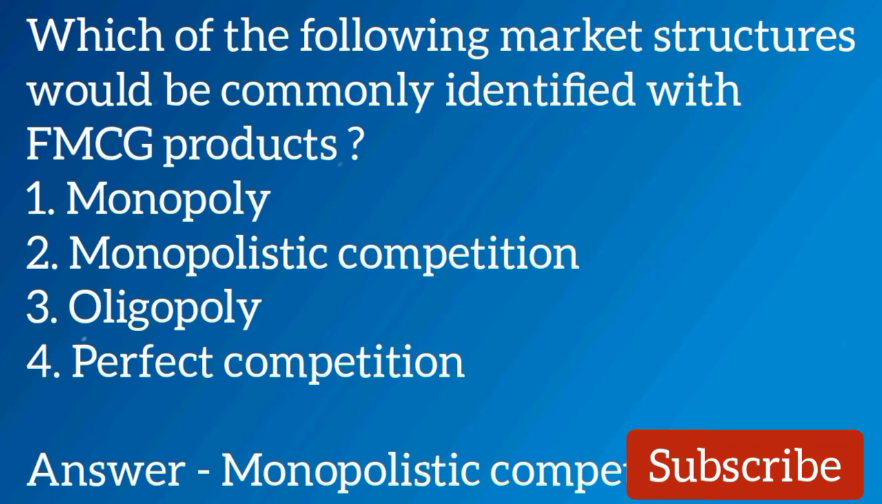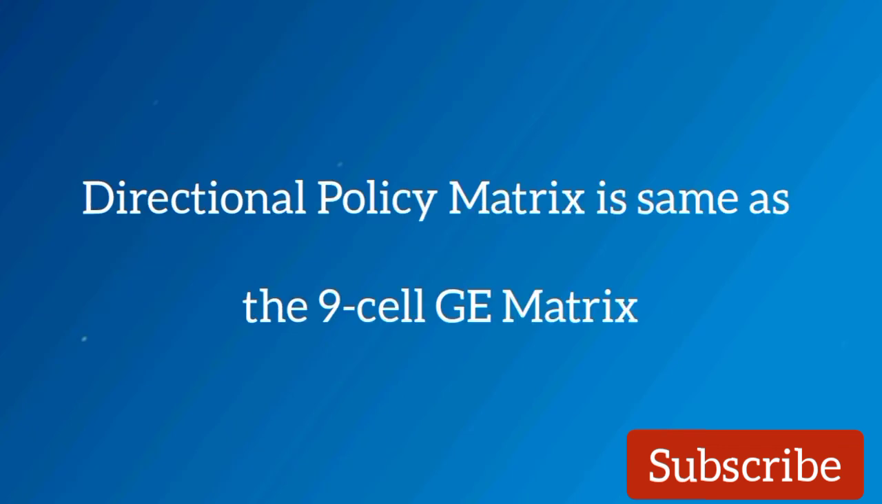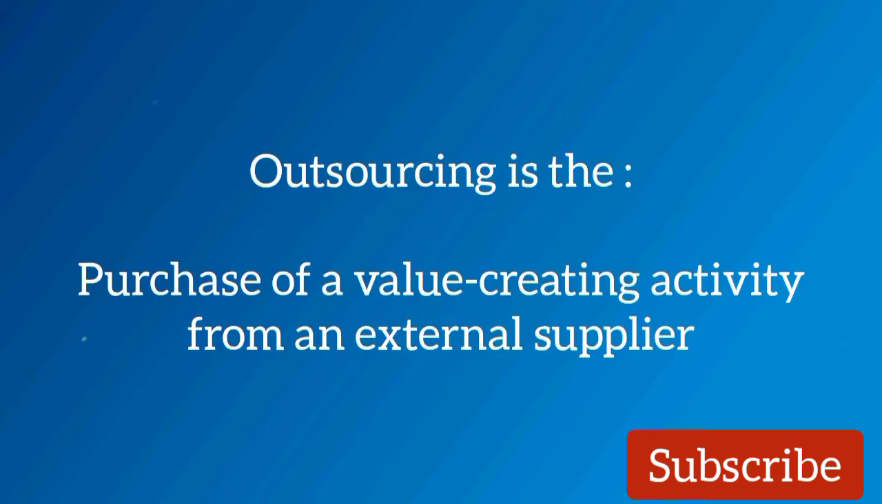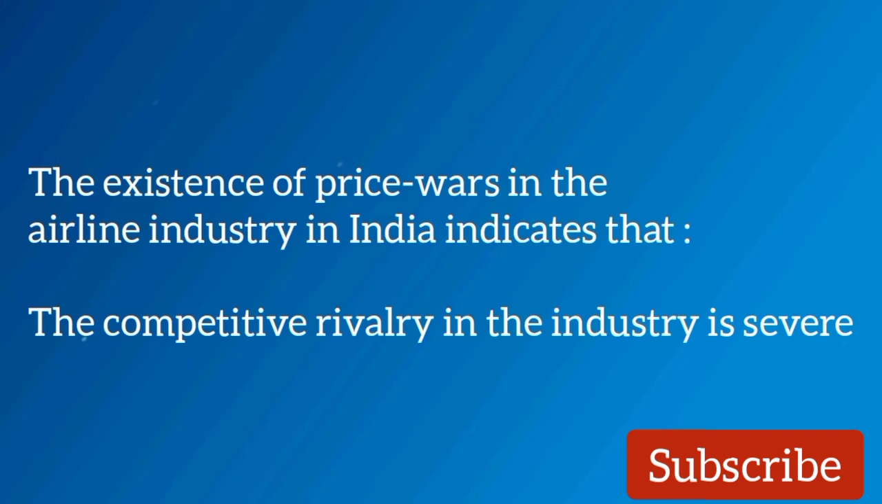Which of the following market structures would be commonly identified with FMCG products? Monopolistic competition is a market structure which would be commonly identified with FMCG products. Directional policy matrix is same as the 9-cell GE matrix. Outsourcing. Outsourcing is the purchase of a value creating activity from an external supplier. The existence of price wars in airline industry in India indicates that competitive rivalry in the industry is severe.